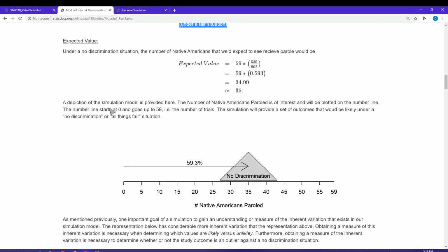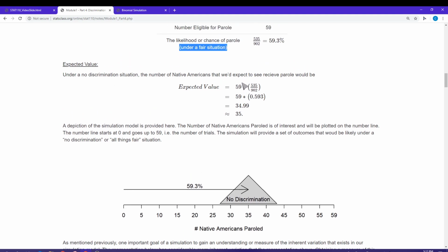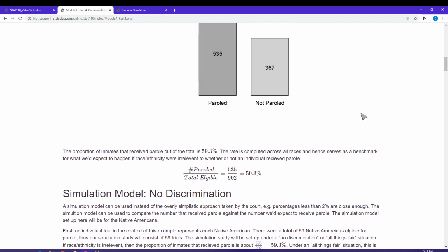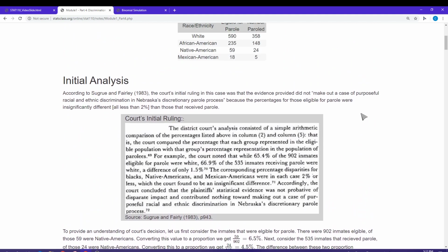So what would be the expected value? Well, the expected value is just simply going to be that 59, because that's how many were eligible. And under a situation of no discrimination across races, I'm going to need to multiply that by that 59.3%. And I see that I should have about 35 Native Americans that got paroled. How many actually got paroled? That number was only 24.